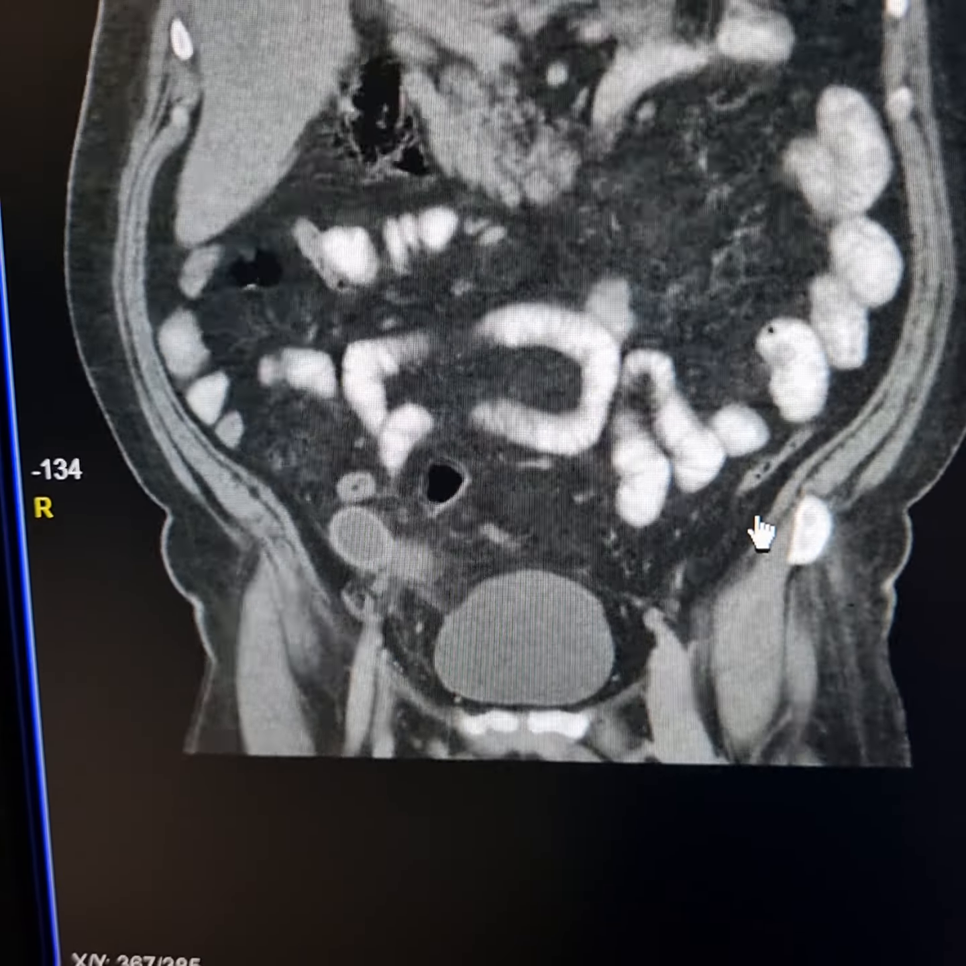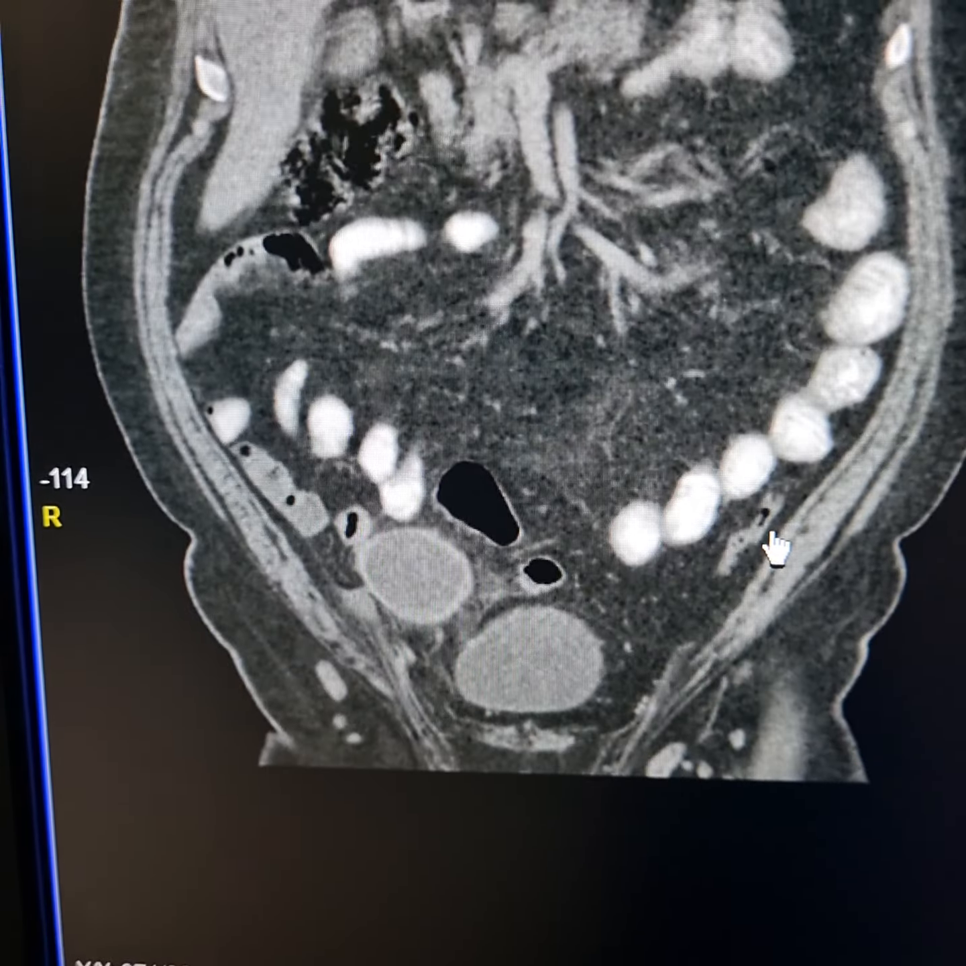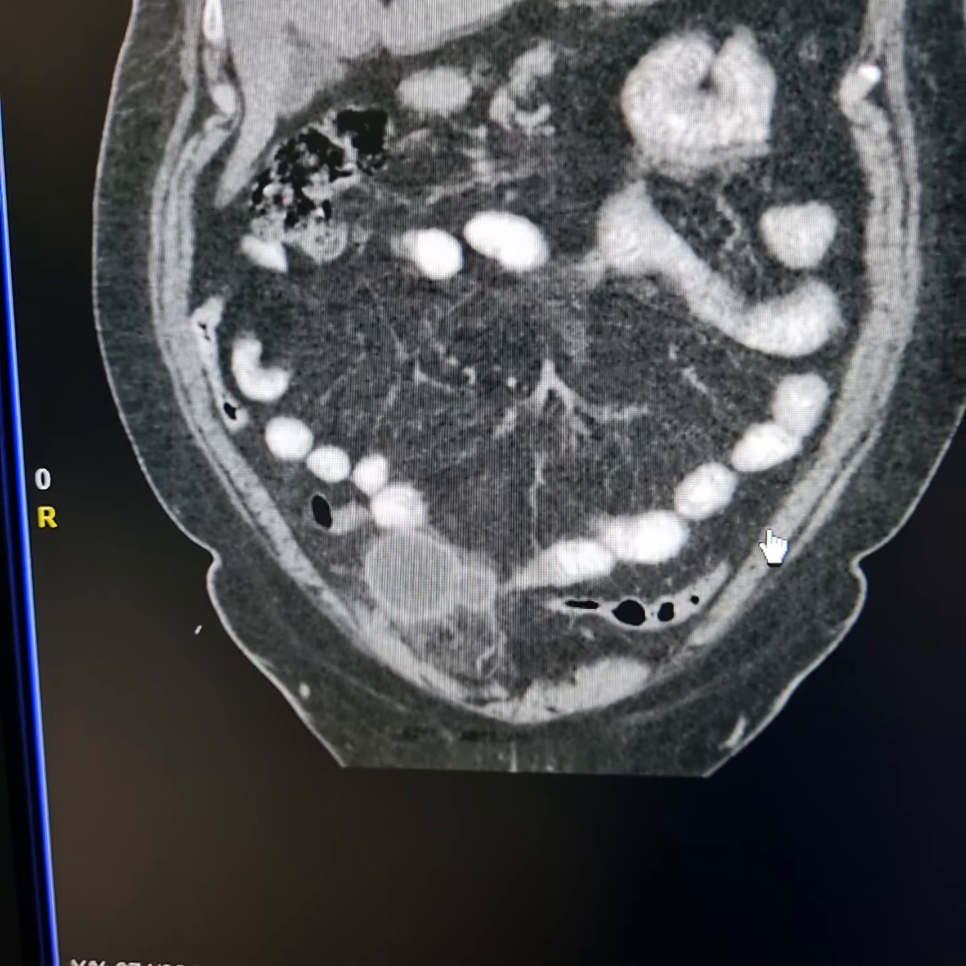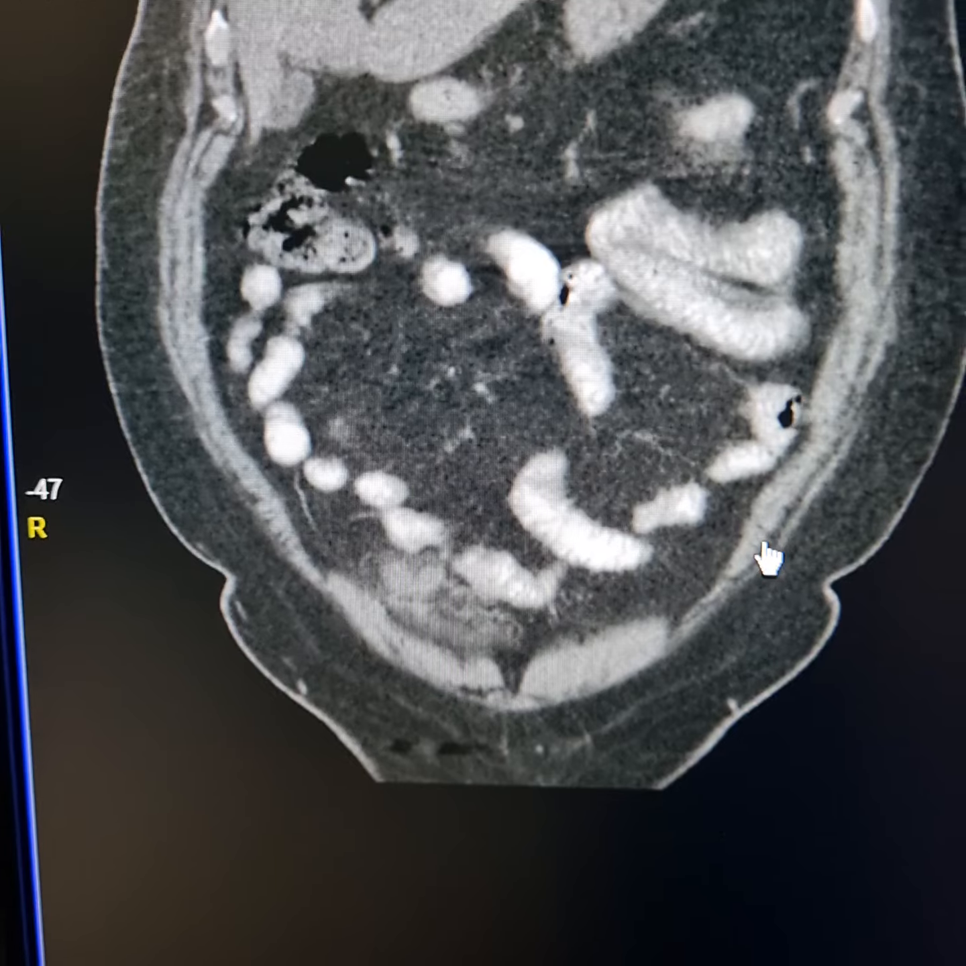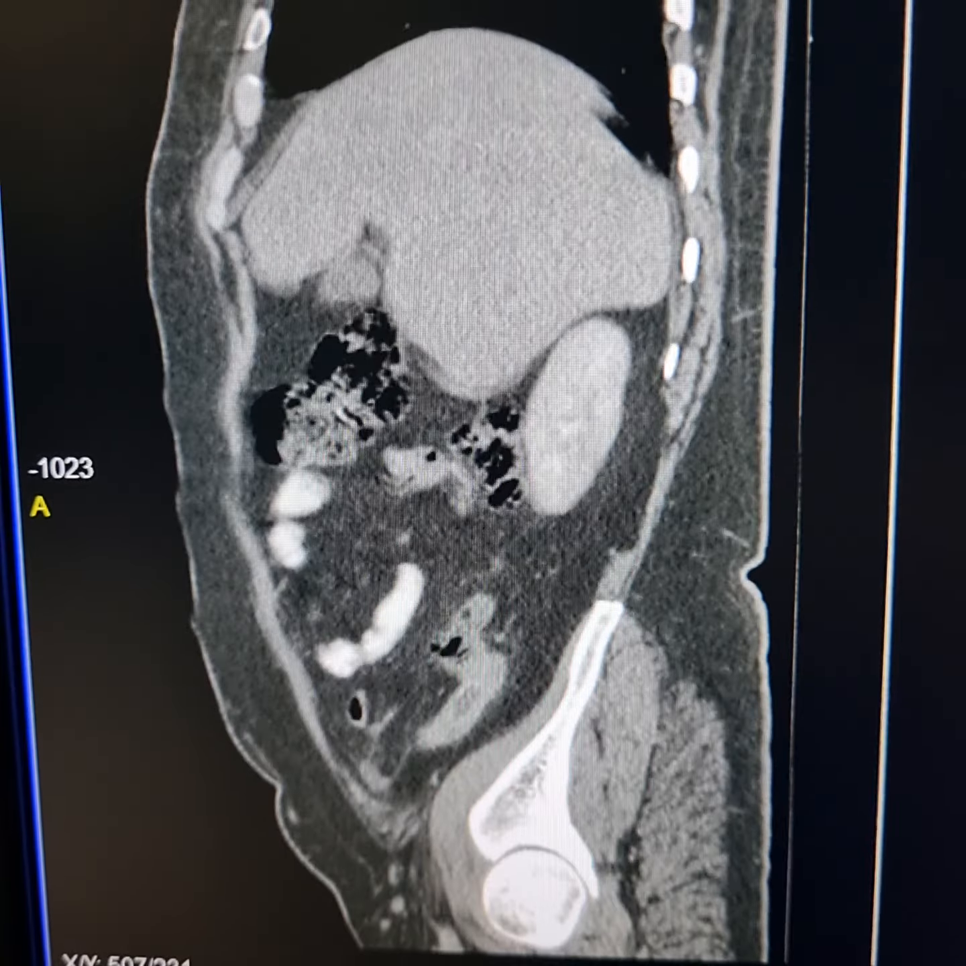The features are very typical of an appendicular mucocele which has got secondarily infected. This is the sagittal scan.